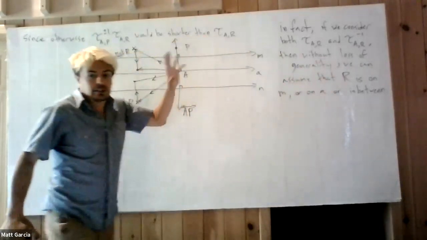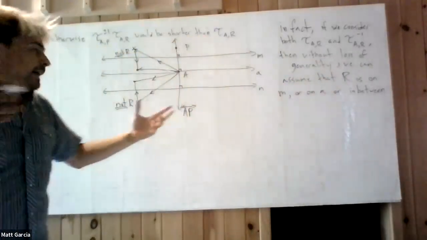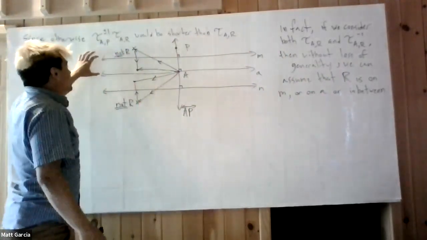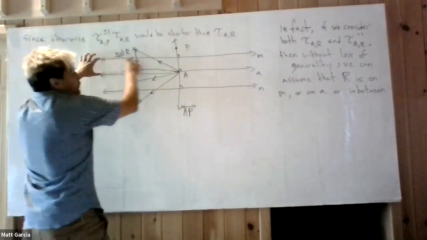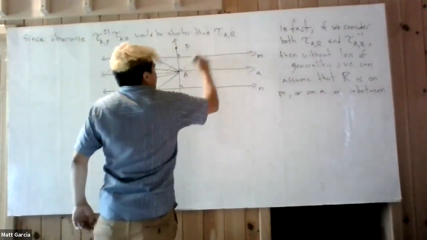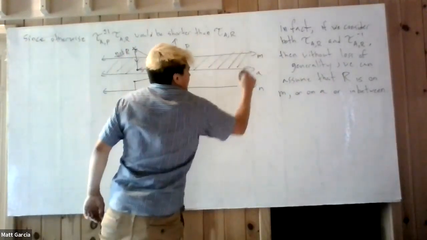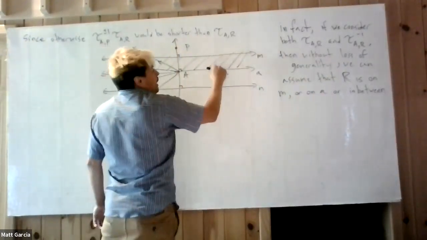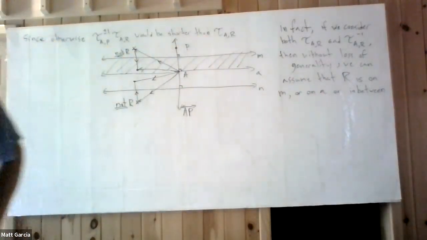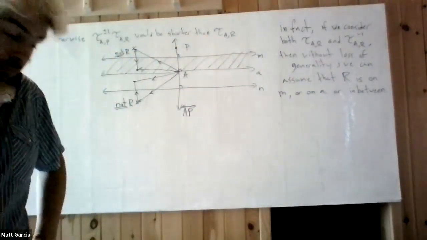We could treat either of those cases, and just because, I don't know, maybe I like writing the letter M better, I'm going to choose this upper strip. R must be somewhere in this upper strip, including possibly on the lines M or A. Okay.